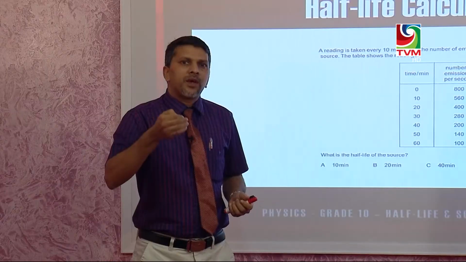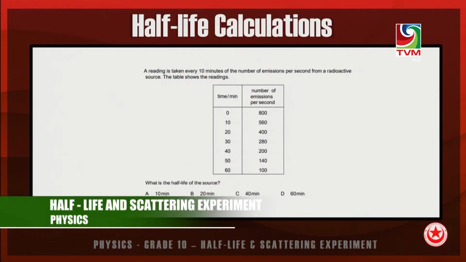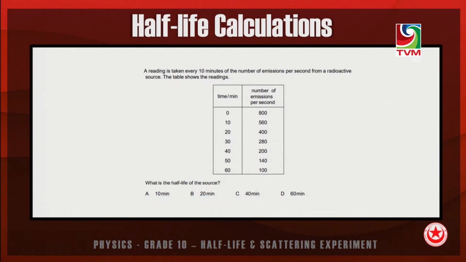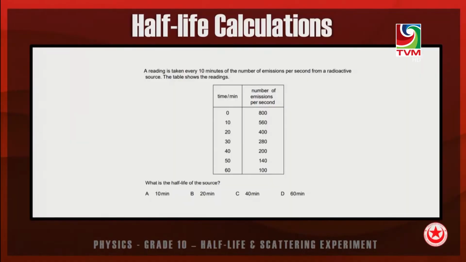Now we can check some questions relating to half-life. You can see one question here. A reading is taken every 10 minutes of the number of emissions per second from a radioactive source. The table shows the readings. What is the half-life of the source? So we want to find the half-life. Some information is given in the table: time in minutes and number of emissions per second. I think all of you remember the definition of half-life.